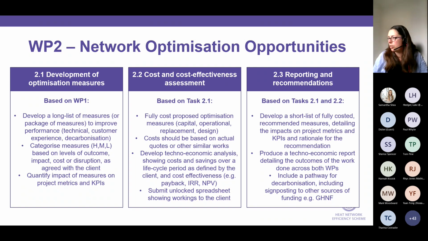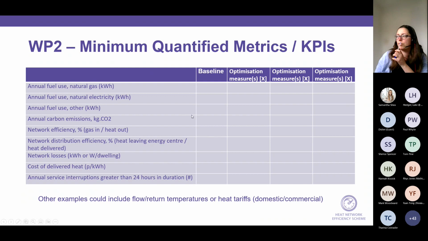So on the next slide, okay, I'll talk you through these ones first. So these are just some of the examples of the metrics or the KPIs that you might want to consider. And what we would expect as part of your report is for you to list all the KPIs. So these are the minimum that we would want to see, but there could be others around sort of flow and return temperatures or heat tariffs, for example. And we then want you to list out the baseline. So this is what's come from work package 1. And then the particular optimization measure or package of measures that you've suggested and the impact that would then have.